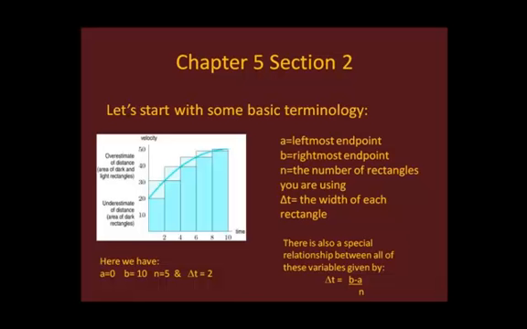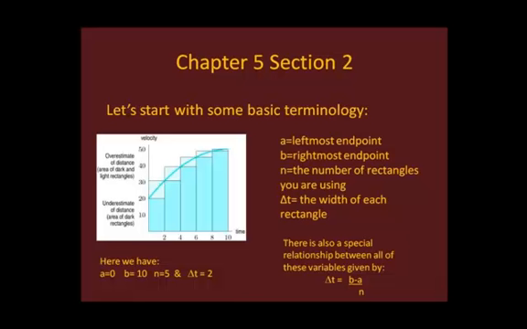So the leftmost endpoint where we start will be called A. B will be the rightmost endpoint, N will be the number of rectangles that you are using, and delta T is going to be the width of each of these rectangles. There's also a special relationship between all of these variables, where delta T, the width of each rectangle, is going to be equal to B minus A divided by N.